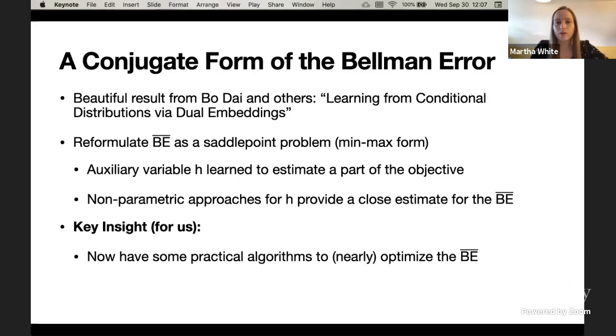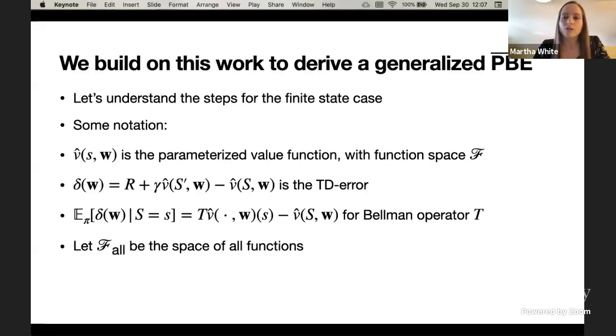So that's the direction that work was going: how can we do as good a job as possible of estimating the Bellman error and optimizing that? I'm going to go in a slightly different direction and ask how we can use this to derive a generalization of the linear projected Bellman error. So that's what we're going to do.